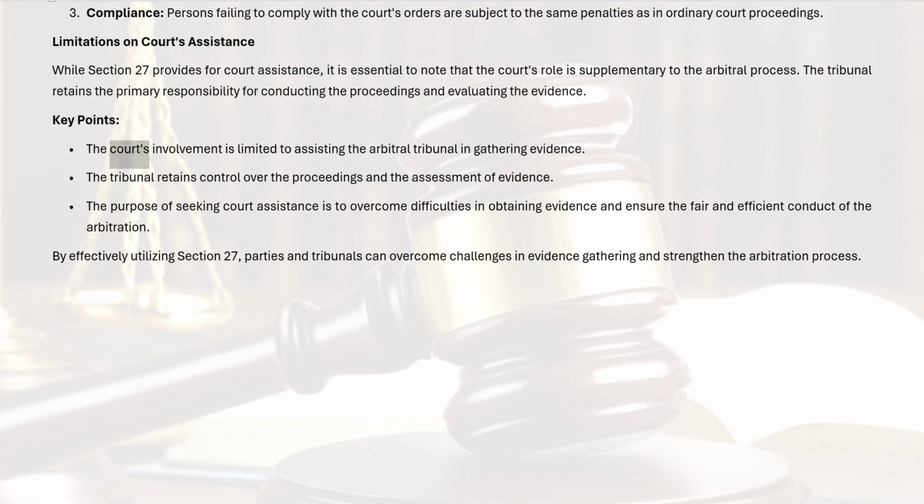Key points. The court's involvement is limited to assisting the arbitral tribunal in gathering evidence. The tribunal retains control over the proceedings and the assessment of evidence. The purpose of seeking court assistance is to overcome difficulties in obtaining evidence and ensure the fair and efficient conduct of the arbitration. By effectively utilizing Section 27, parties and tribunals can overcome challenges in evidence gathering and strengthen the arbitration process.